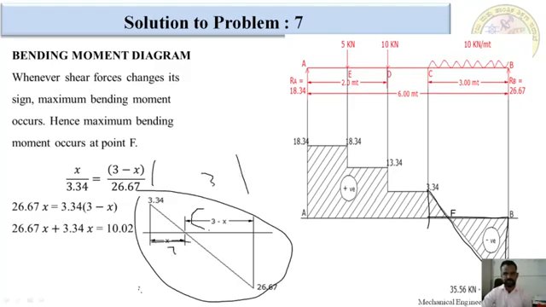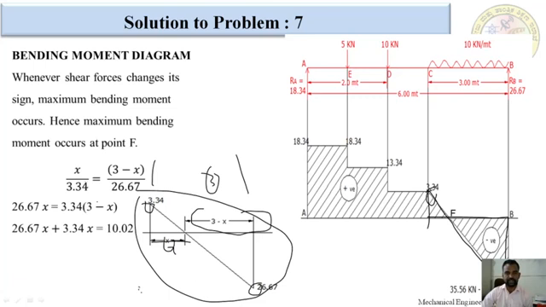For that reason, the left with this is 3 minus x. Above value is 3.34 and below value is 26.67. Sign conversion is not important while calculating distances in bending moment, maximum bending moment.